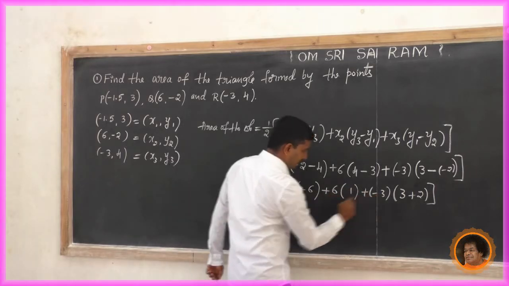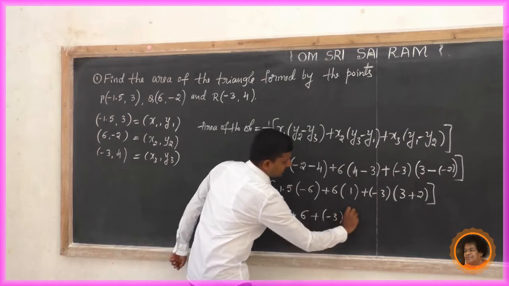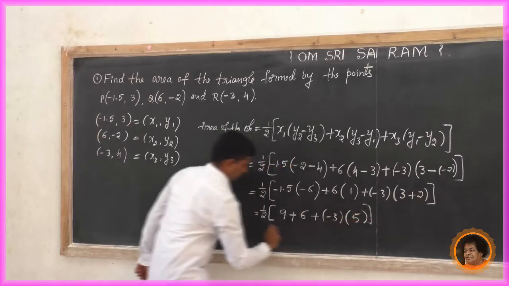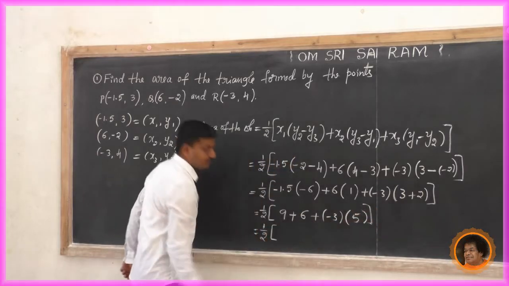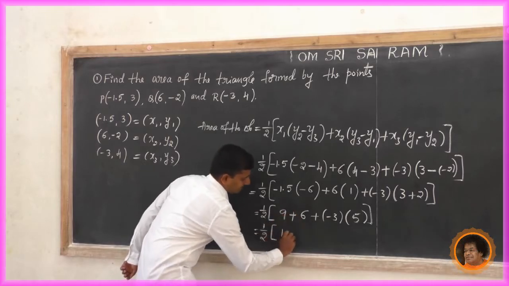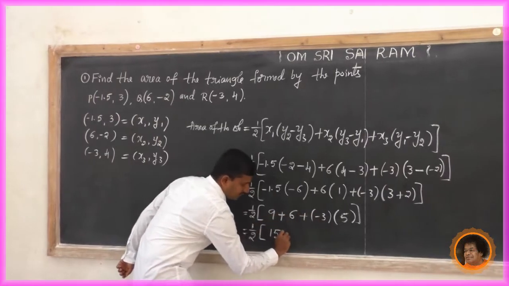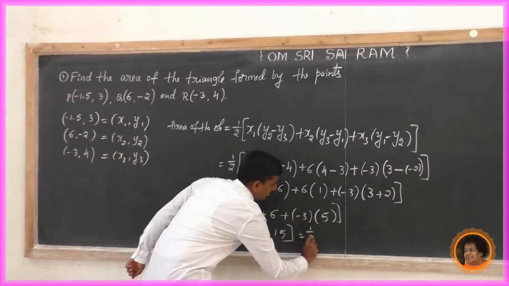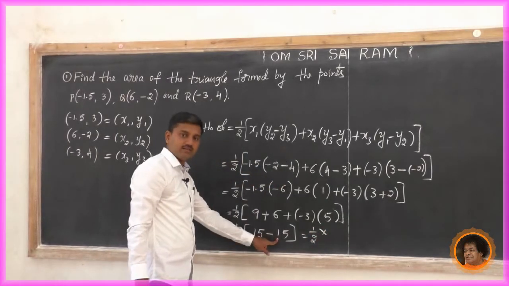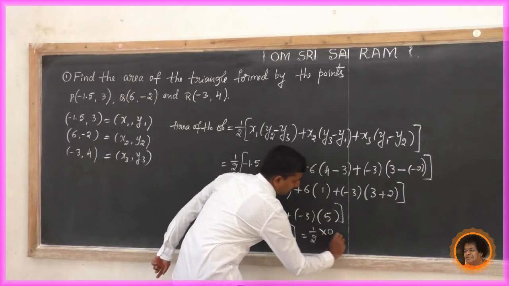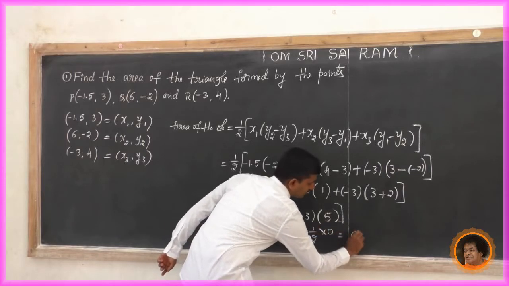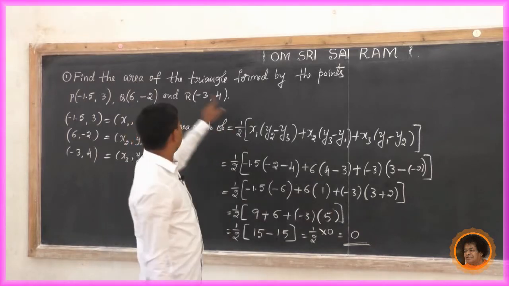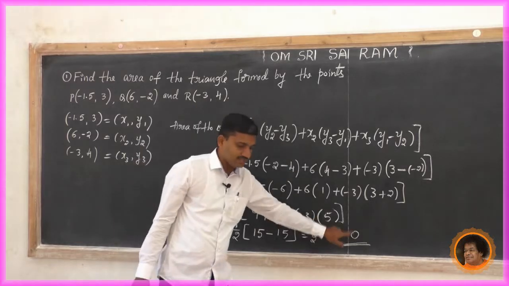So what is the sign here? Minus 3 into 3 plus 2. 3 plus 2 is 5. So which is equal to half into 9 plus 6, 15, plus minus 3 into 5, minus 15. So which is equal to half into 15 minus 15. So 15 minus 15 equals 0. Now half into 0 is equal to 0. So this is the area of the triangle. In this question, the area of the triangle is 0.